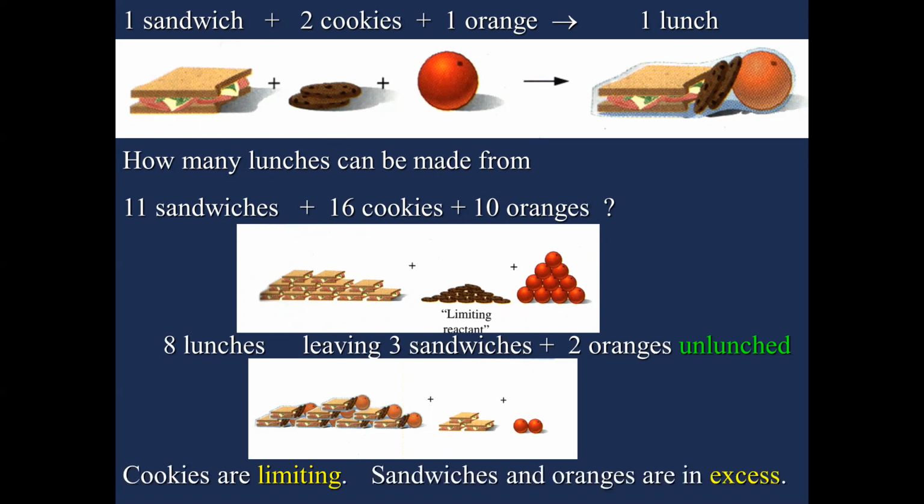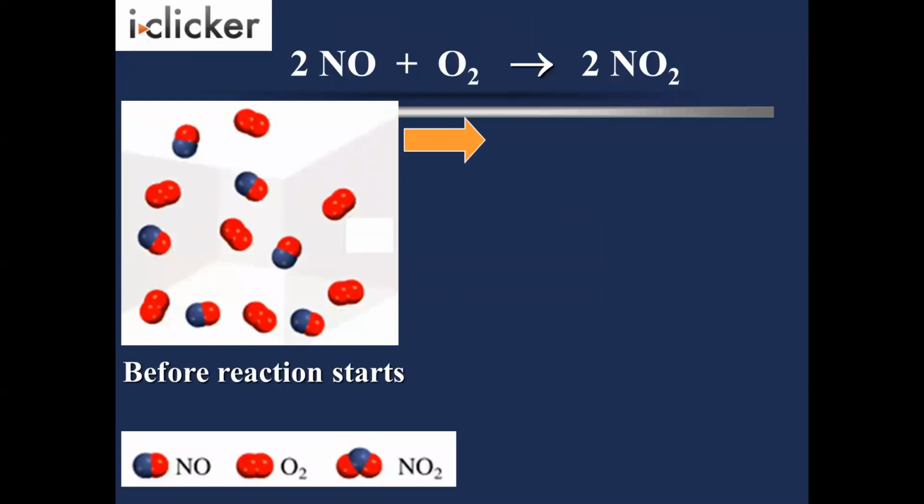So we can call it the limiting reagent. And the sandwich and orange are in excess. Similarly, I will not do acrylic, of course, it's online, but we can apply the same principle for this reaction. You see, 2NO will react with 1O2 to produce 2NO2, okay?